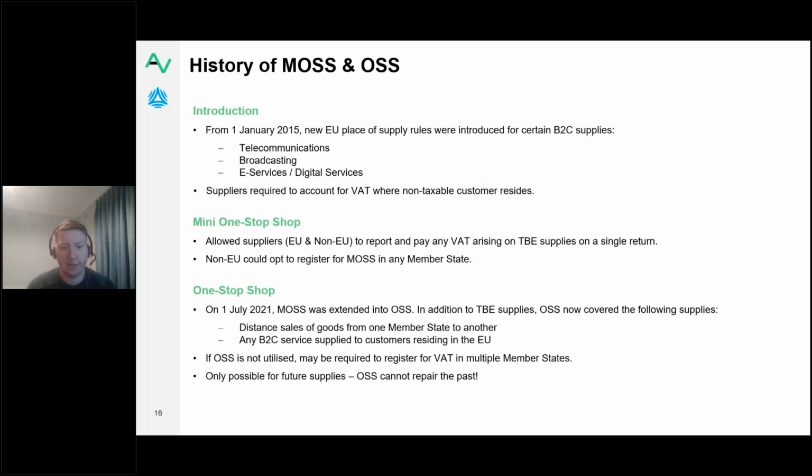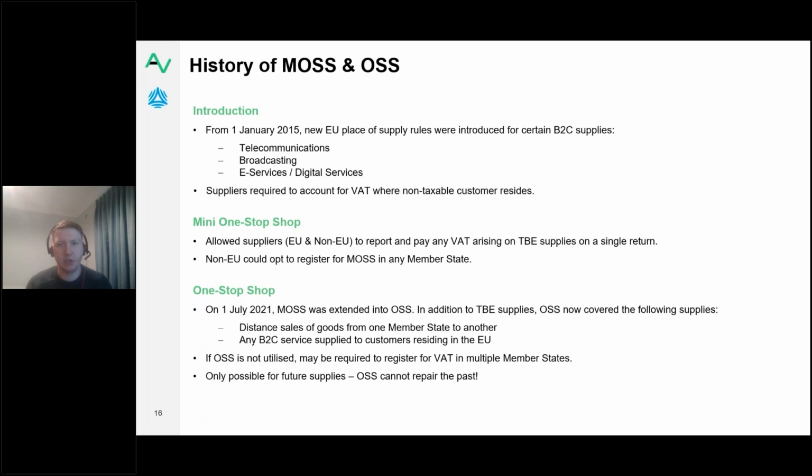So as Frank said, once you determine that a customer is a consumer and the B2C rules apply, then we jump into one-stop shop, and formerly mini one-stop shop. So from the 1st of January 2015, new place of supply rules were introduced for certain B2C supplies of services, so telecommunication, broadcasting, and e-services/digital services. And these rules meant that a supplier was required to account for VAT wherever a non-taxable EU-based consumer resided, and this applied to both EU and non-EU businesses.